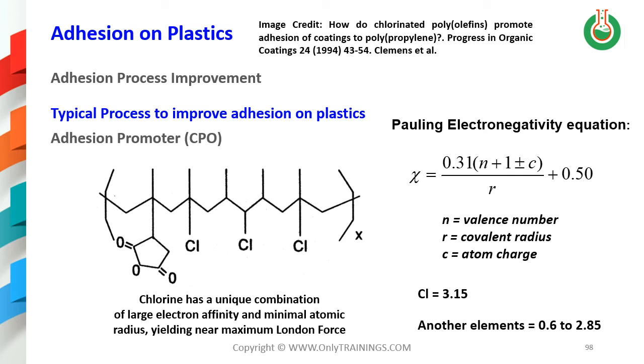The organic part of the molecule is able to be compatible with some organic binders used in the coating, and the chlorine is attracted to the plastic by the polar groups on the plastic surface, even if they are in small quantity.